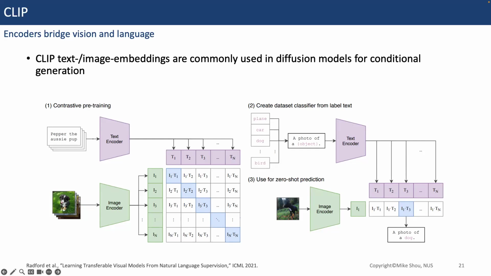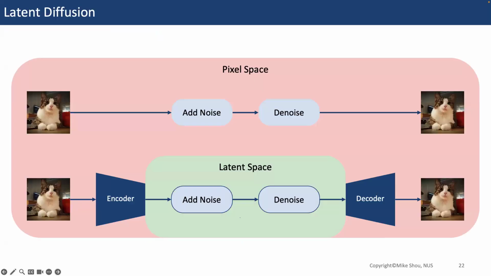So for conditional generation task, we can use the text encoder to extract the features from text description. And these features can then be fed into the denoiser in the image generation process. So this allows the image generator to be conditioned on the text description.